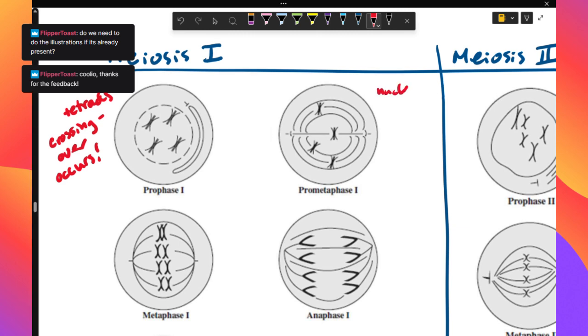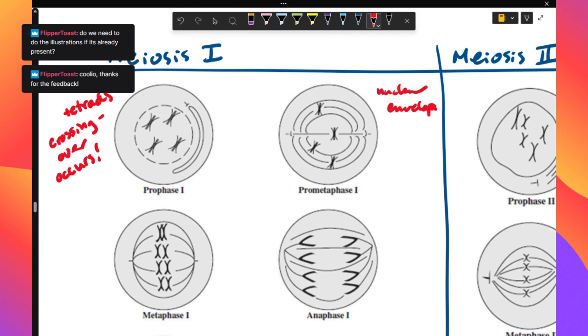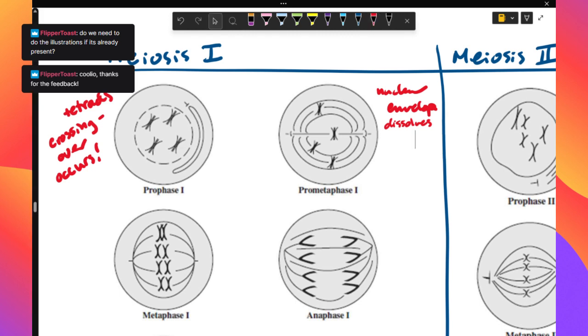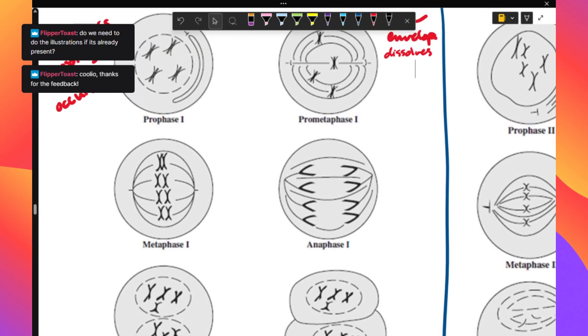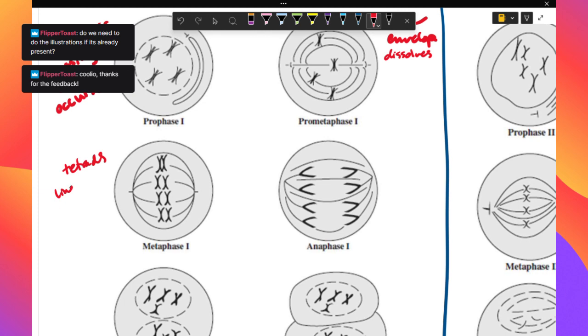Prometaphase 1. Is this pen thicker than? Yes, it is. Nuclear envelope dissolves. Here our tetrads line up again on that metaphase plate.